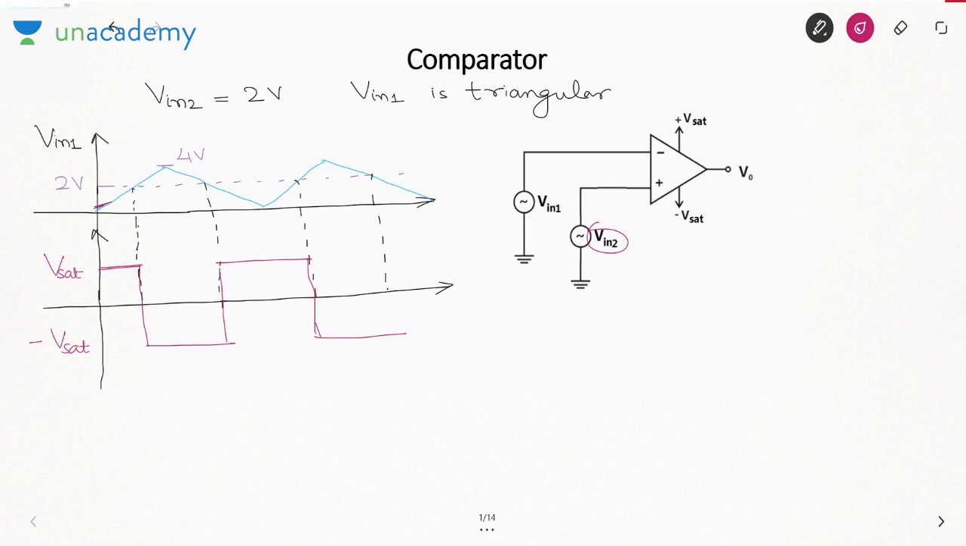Is it fine? So what you have to remember in a comparator is that it is simply a differential amplifier in open loop configuration. If positive terminal voltage is higher, the output will be plus V sat. If negative terminal voltage is higher, the output will be minus V sat. And the application of such a device is in ADC, or analog to digital converter.